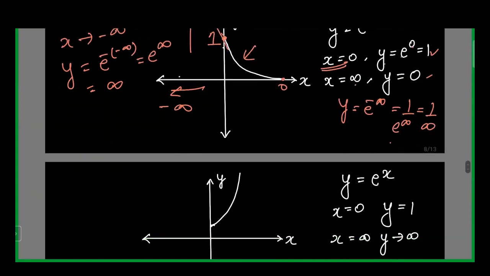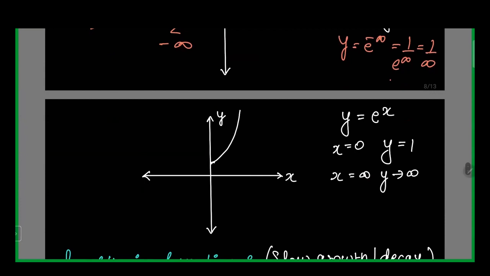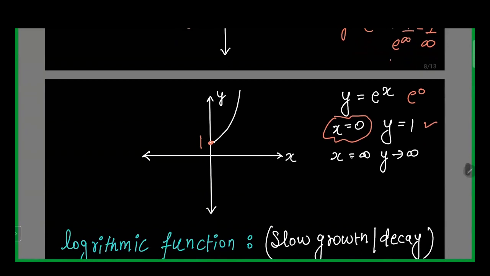Now let's plot a graph for y equals e raised to x. Again, if you put x equals 0, you will get e raised to 0, and anything raised to 0 is 1. So your graph starts from 1. And if you put x equals infinity, e raised to infinity is infinity. So as your x is going to infinity, your y is also going to be infinity.